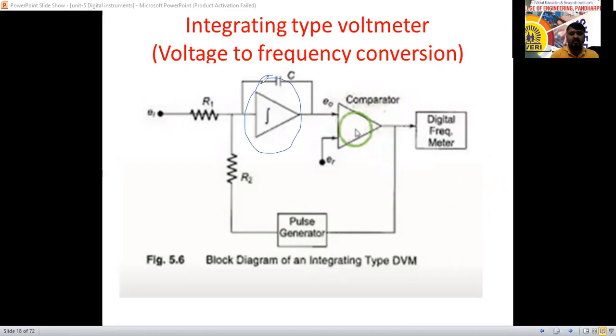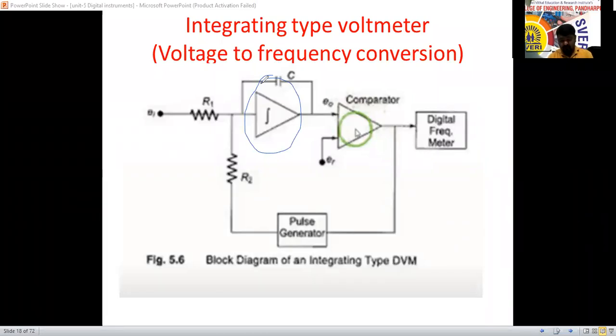And the previous one was the ramp type digital voltmeter. The heart of that instrument was the ramp generator, so for that reason it was called the ramp type digital voltmeter. Now there is an integration block here, so we are going to call this one the integrating type digital voltmeter.